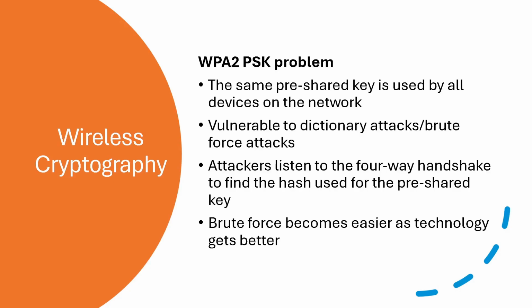The WPA2 PSK problem. The problem with WPA2 is that the same pre-shared key is used by all devices on the network, which is why it is vulnerable to dictionary attacks or brute force attacks. Attackers can listen to the four-way handshake to find the hash key used for the pre-shared key. Brute force seems to become easier as technology gets better.